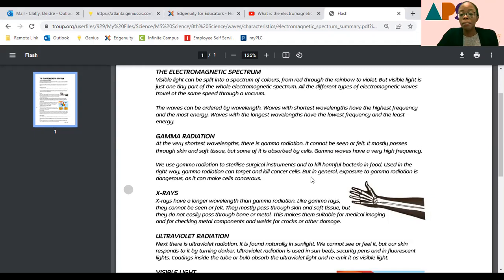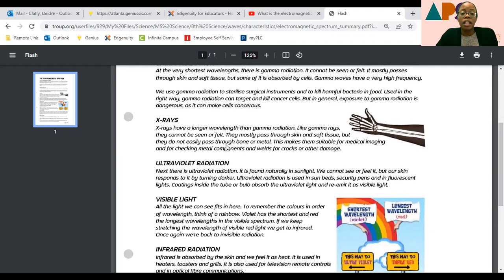Okay, so next up we have X-rays. X-rays have a longer wavelength than gamma radiation. So like gamma rays, they cannot be seen or felt. Okay, so when you're doing an X-ray, let's say you're doing a chest X-ray and the doctor has the X-ray machine over your chest, you're not gonna feel anything even once it is turned on and they are actively taking an X-ray. You're not gonna feel anything, you're not gonna smell anything, and you're not gonna see anything.